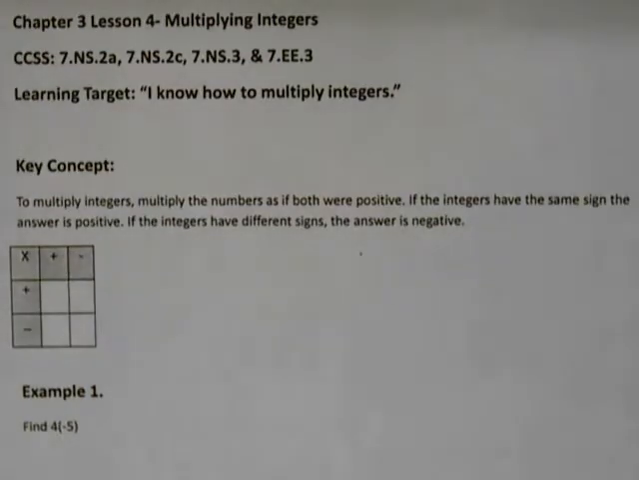All right, chapter 3, lesson 4. This is about multiplying integers. So we've added, we've subtracted, now we're going to multiply. Your learning target is simply that: I know how to multiply integers.